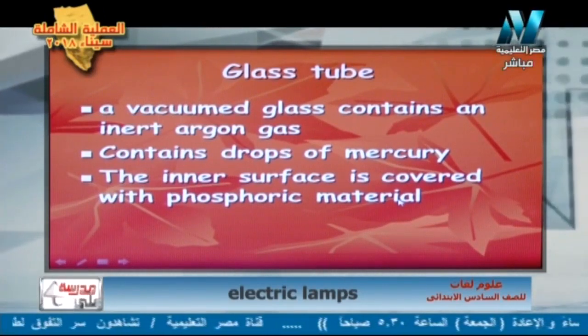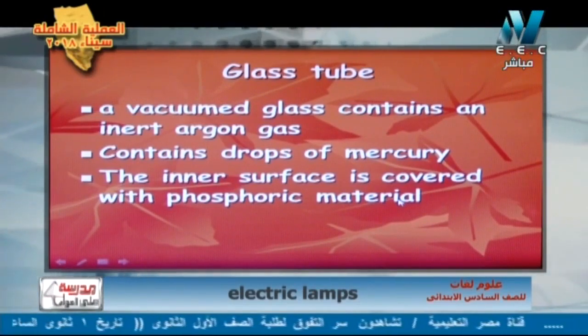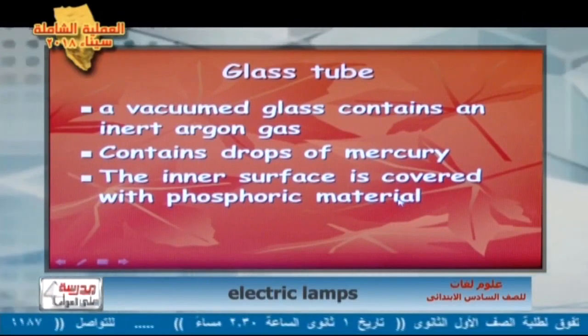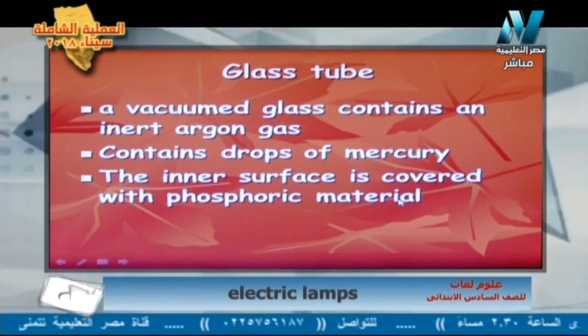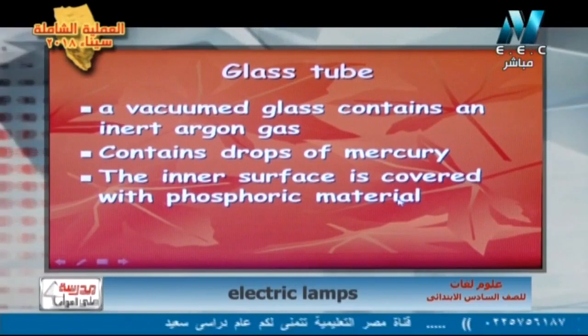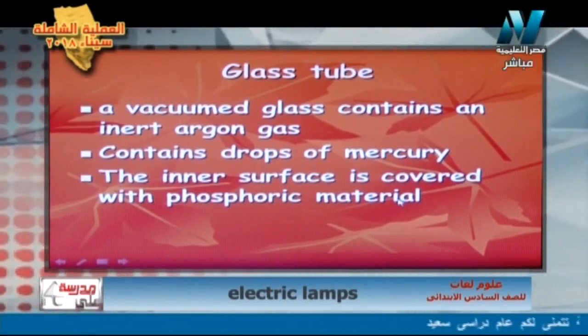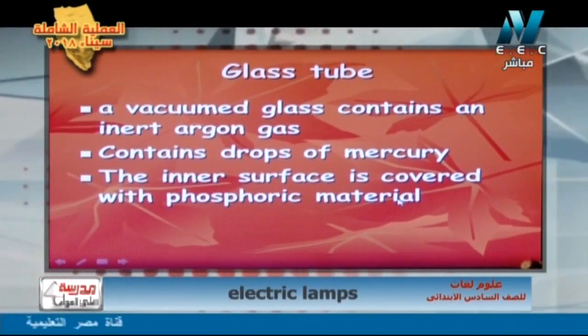يبقى أجين هنا الجلاس تيوب فيها two functions to increase, or two developments، فيها نوعين من التطوير عشان يزود الإضاءة هما drops of mercury نقط من الميركوري أو نقط من الزئبق and also the inner surface of it is covered with phosphoric material. السطح الداخلي فيها متغطي بمادة فوسفورية. Why or give reason: to increase the intensity of light. Again, to increase the intensity of light.